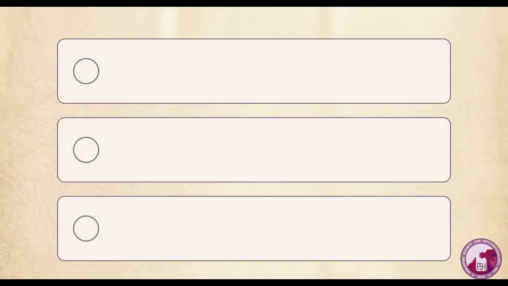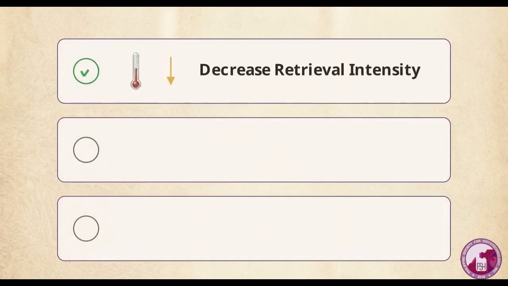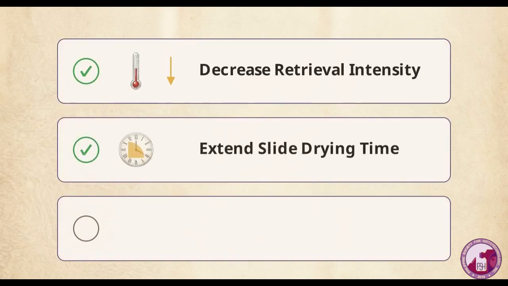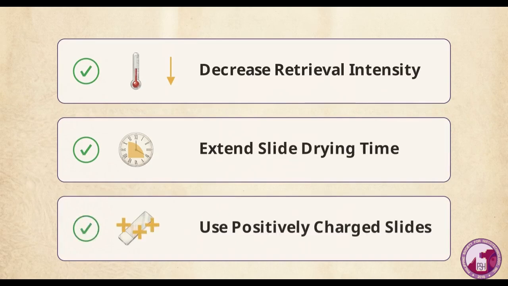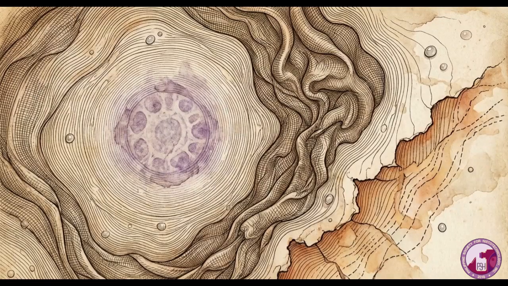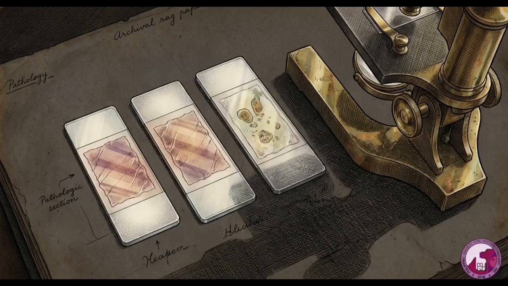To stop detachment, step down the retrieval intensity, extend your slide drying time, and strictly enforce the use of charged slides. Uneven staining and tissue lifting are not random chemical anomalies. They are accurate topological maps of pre-analytic physical stress. We have successfully reverse-engineered 3 major classes of visual artifacts back to their mechanical sources.